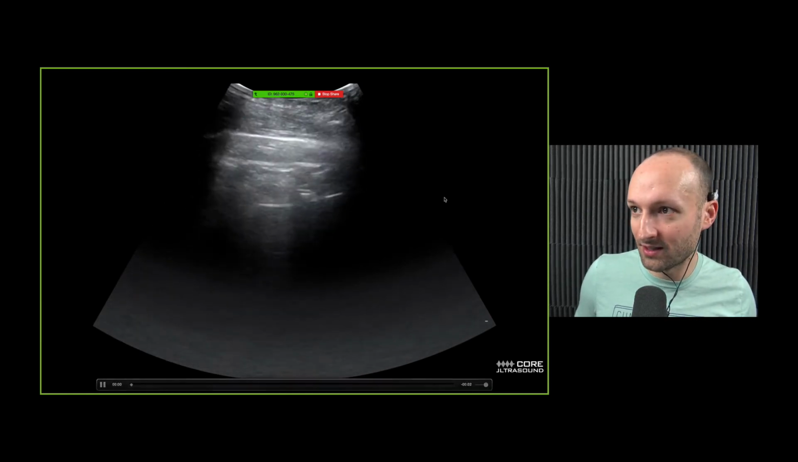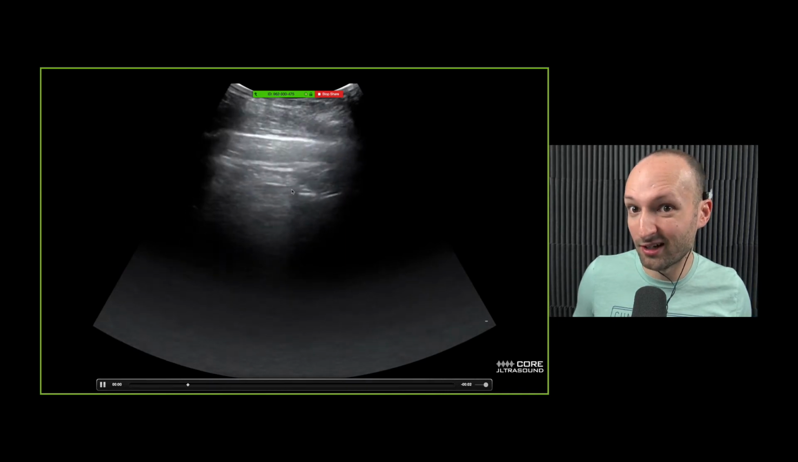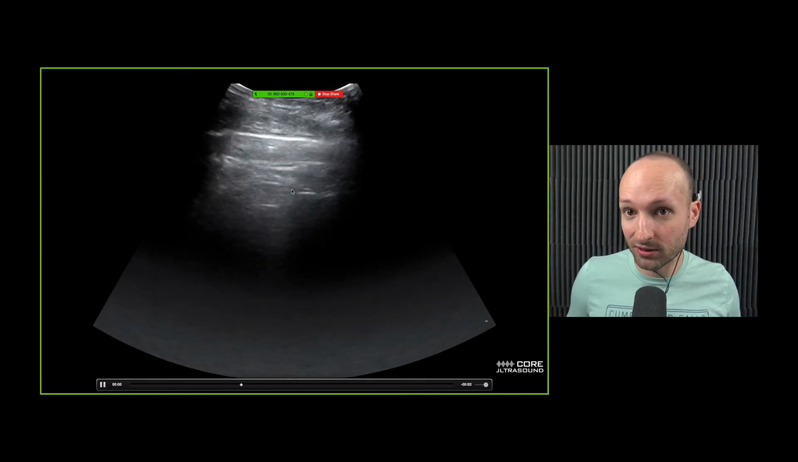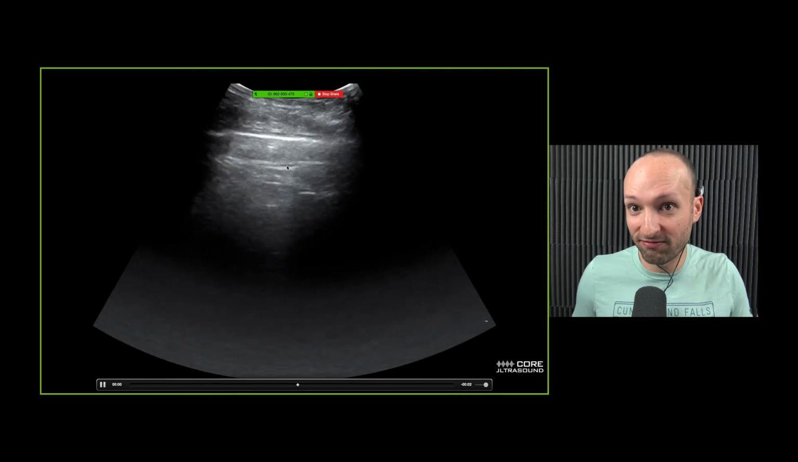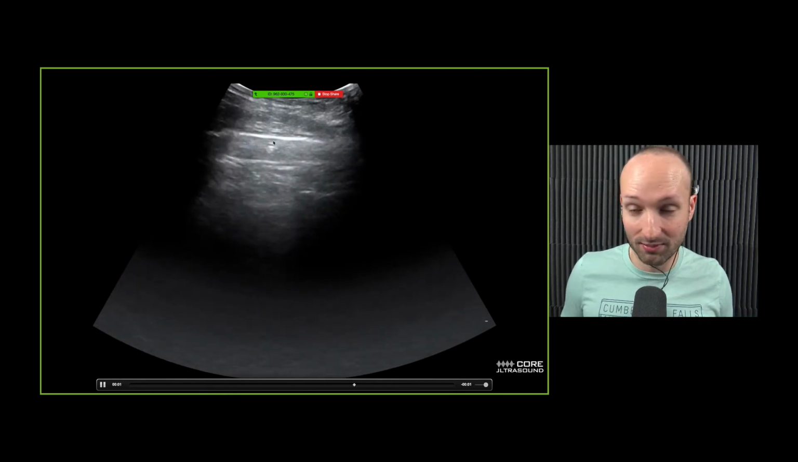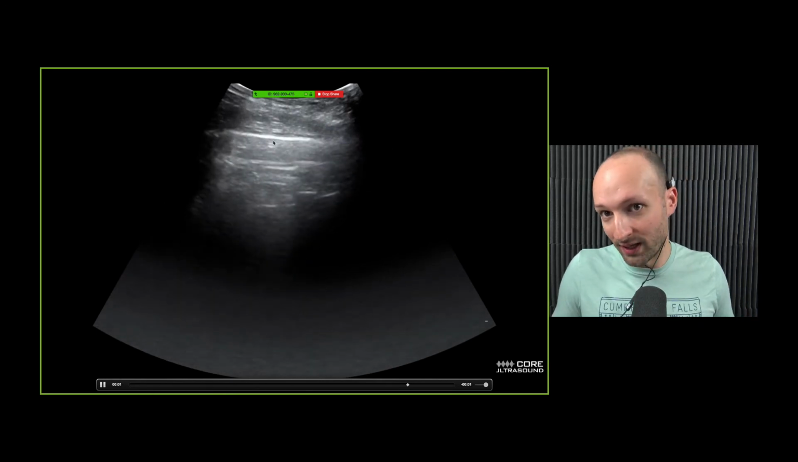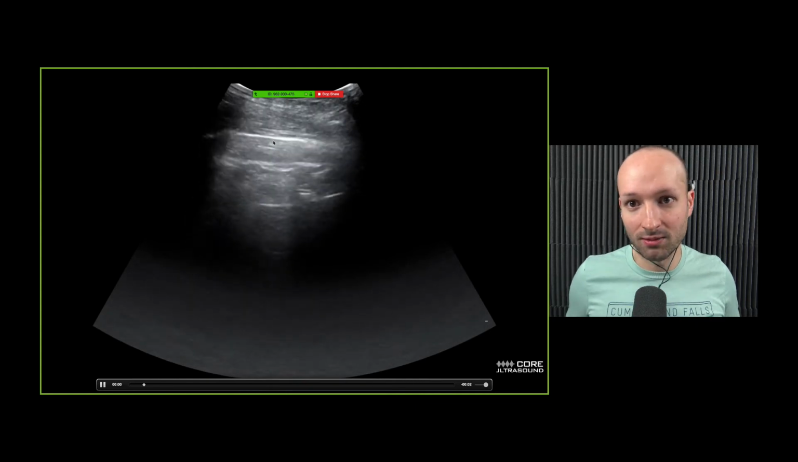I mean, this is a pleural line. Maybe some A lines down here. I don't see any B lines. I don't see any subpleural consolidations. I don't really see anything. This looks fine to me. And I even see lung sliding. So I'm ruling out a pneumothorax because, you know, they can have pneumothoraces sometimes.